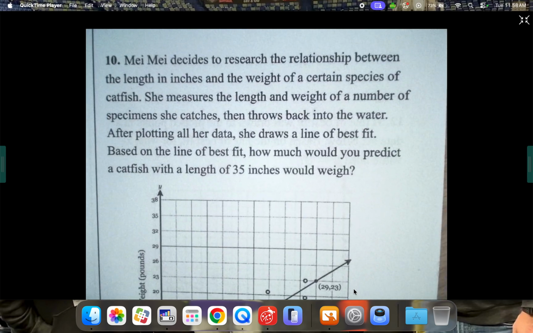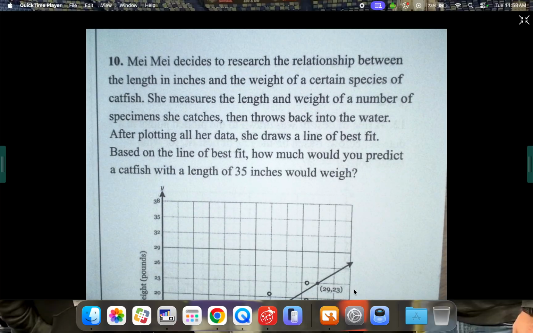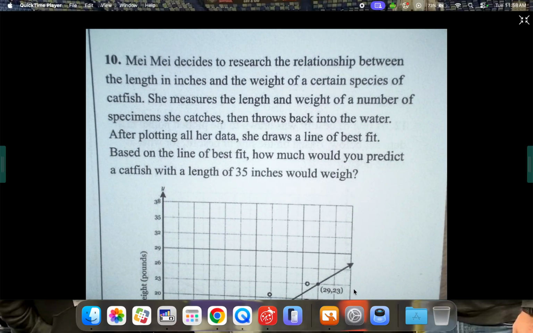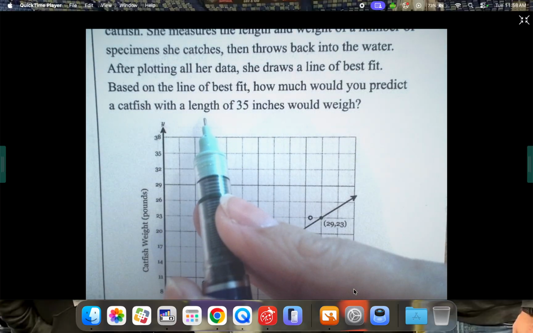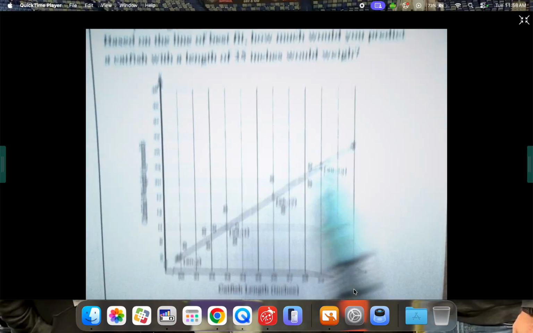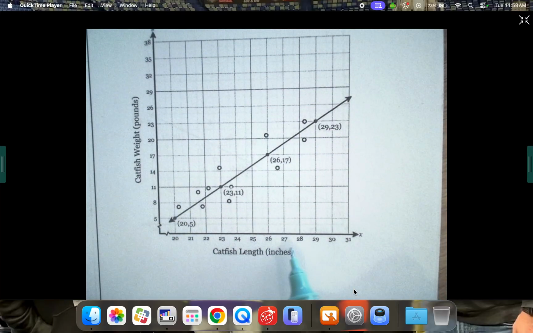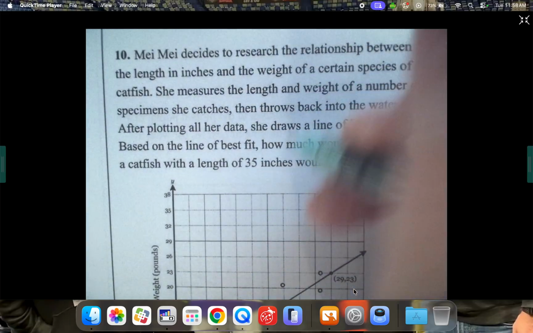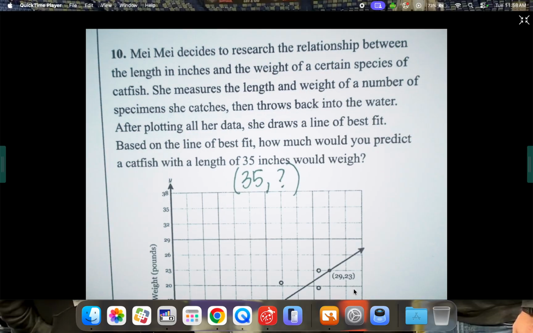Okay, let's check out this last one. May decides to research the relationship between the length in inches and the weight on certain species of catfish. She measures them and throws them back in the water. What would you expect a catfish with a length of 35 to weigh? Okay, weight is the y, length is the x. So if she's talking about the length, then she's giving us the x. So if it's 35, what would the weight be?